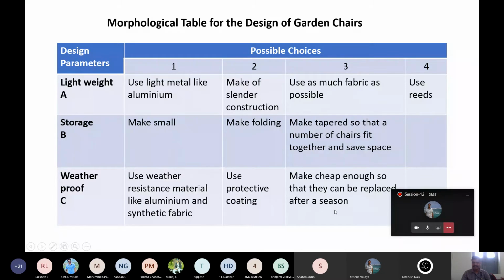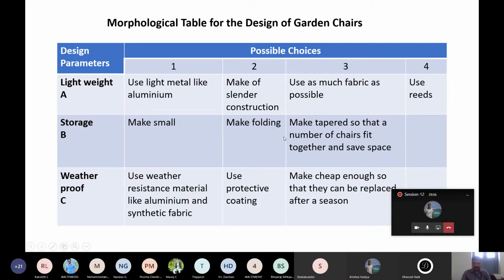That means like a use-and-throw chair, which costs very little, so that you can use it for 3 months, 6 months. Later on, you are going to throw it, or you can make it into scrap. That is another possibility.